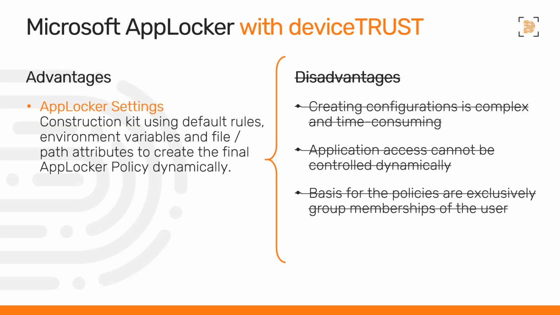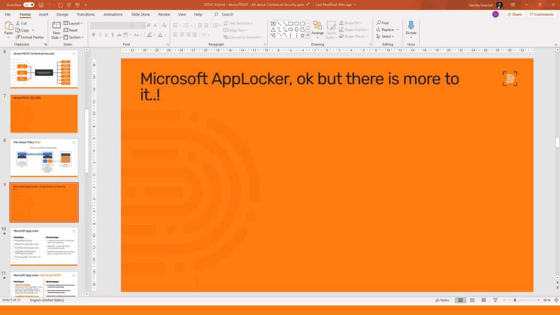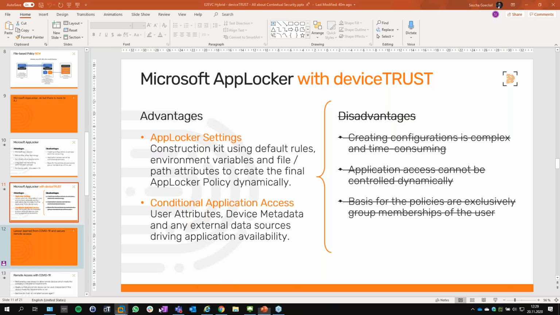And what we are doing is really smart. Okay, clearly I'm from Device Trust, but I think it's smart because of the feedback we got from customers. We can do the default rules in AppLocker, that's true, but we enable much, much more. So we can use environment variables to allow certain applications. We can use file and path attributes to create the final AppLocker policy fully dynamic. And that's a big benefit. So I'll show you what I mean with that.